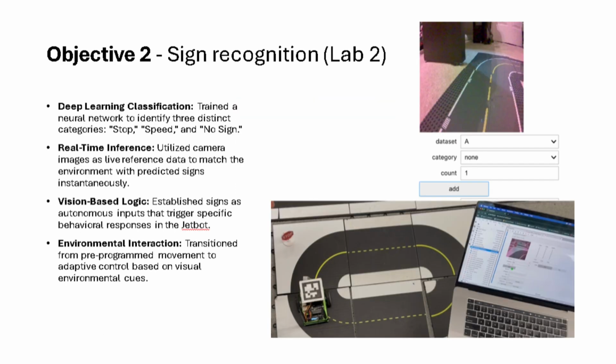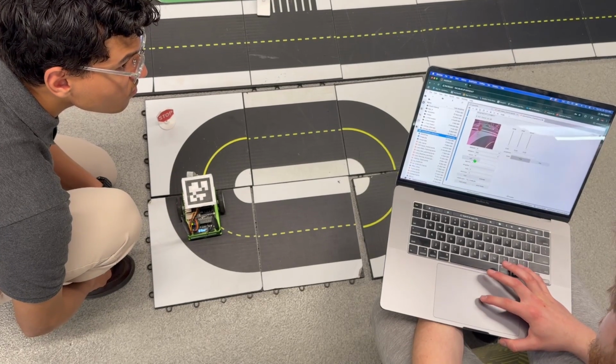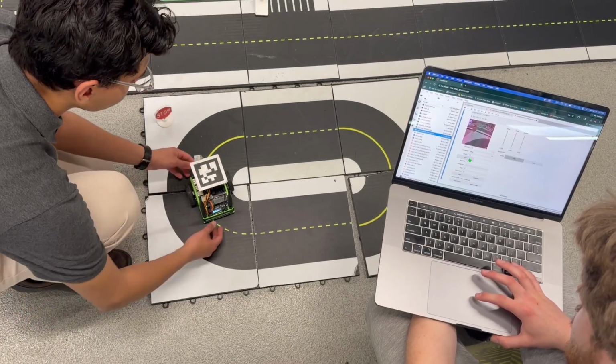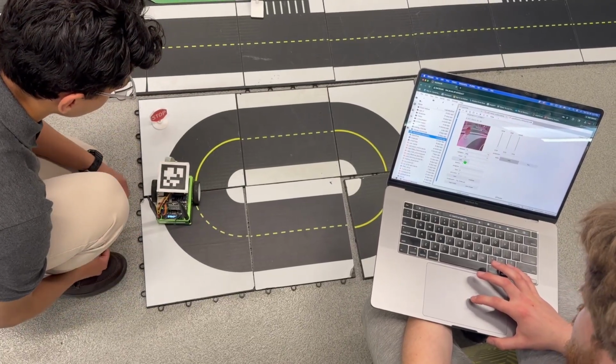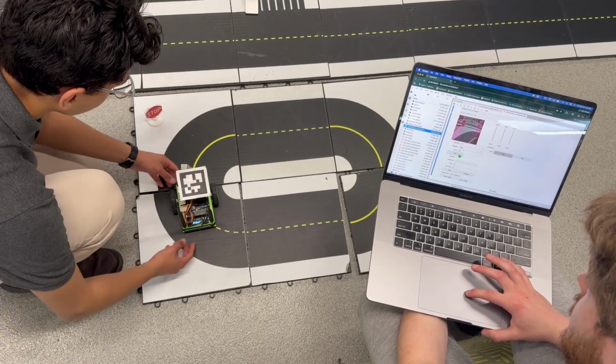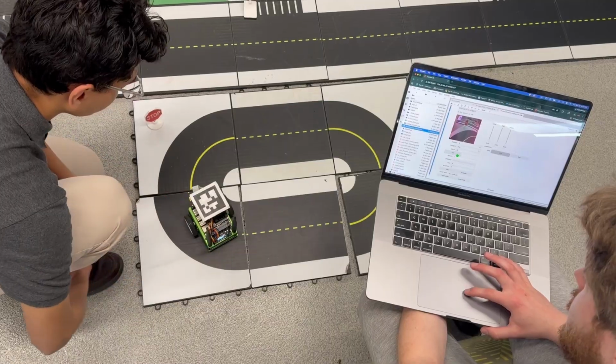Objective 2, Sign Recognition. Lab 2 introduced sign recognition. The original lab walked us through training a deep learning classifier on the categories stop, speed, and no sign. The captured images served as a reference to match the environment with the predicted sign in real time. These signs can then function as inputs that influence the JetBot accordingly.